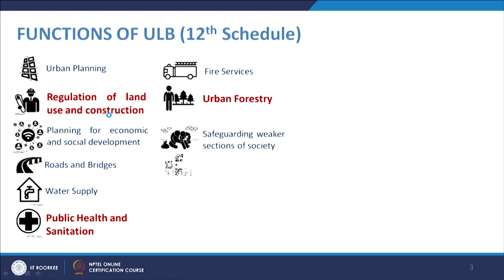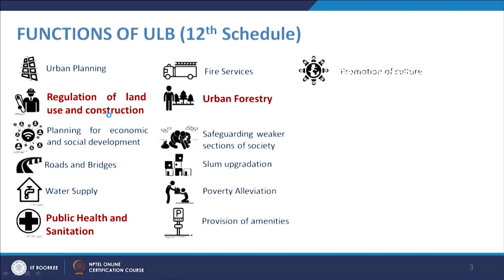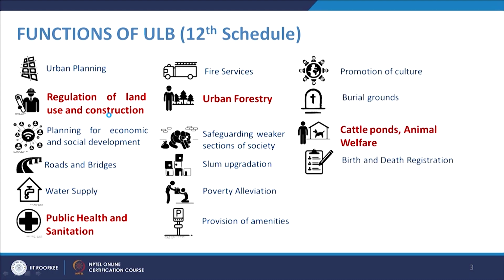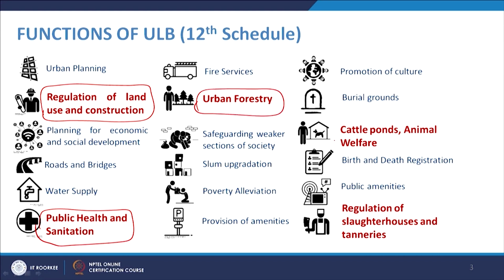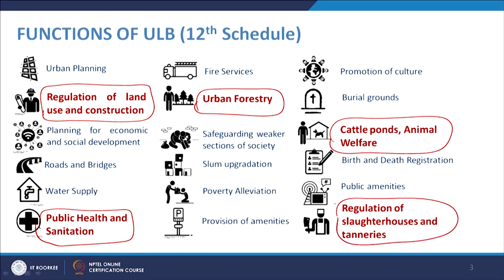This picture you have seen already, we discussed it earlier. I start with the functions of urban local bodies, which is the 12th Schedule. Under the 12th Schedule you might have seen the points which I have colored in red: regulation of urban land use and construction, public health and sanitation, urban forestry, cattle ponds, animal welfare and regulation of slaughterhouses and tanneries, and also burial grounds. These are directly associated with the natural environment and the ecological aspect of urban areas, which matters a lot.